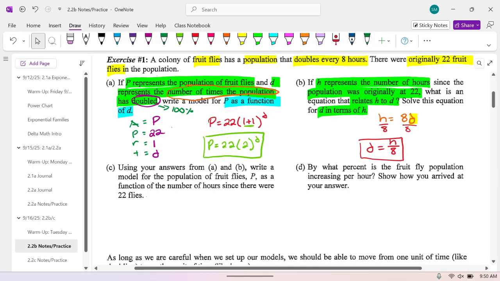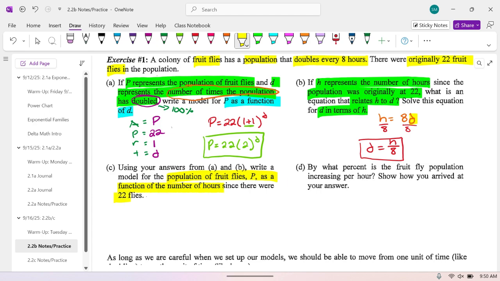Now, there's a method to this madness. You'll see in a second. Part C is, using the answers from A and B, we're going to model the population of fruit flies P as a function of the number of hours, since there are 22 fruit flies. So we're using both of these parts right here. How do you think I'm going to write this in terms of H instead of D? The original formula we came up with is in terms of how many times it doubled, so in terms of D. But how would I write that same formula in terms of H, or the hours that have passed?